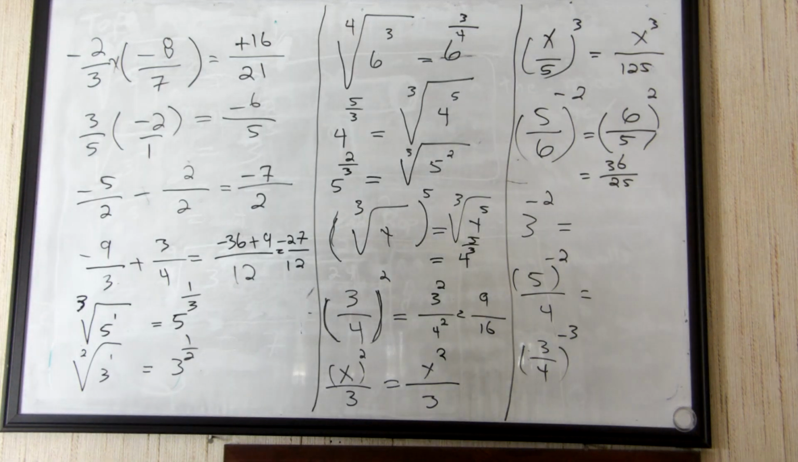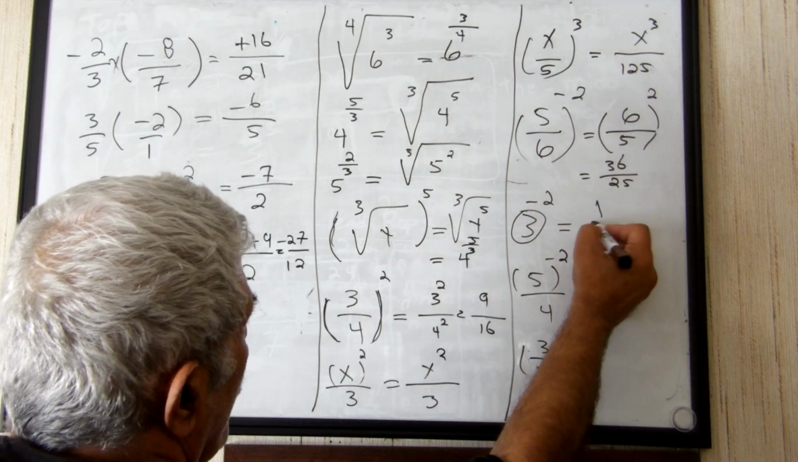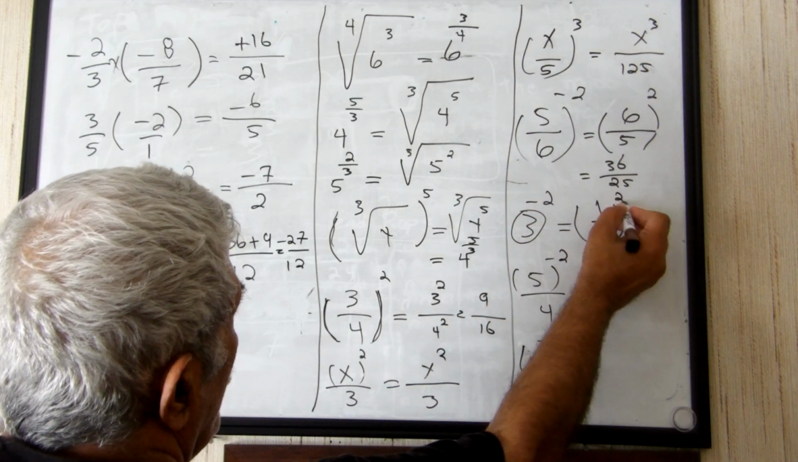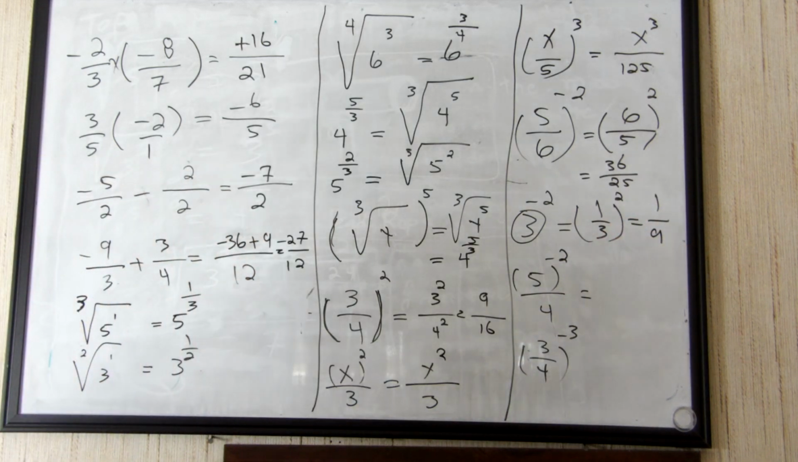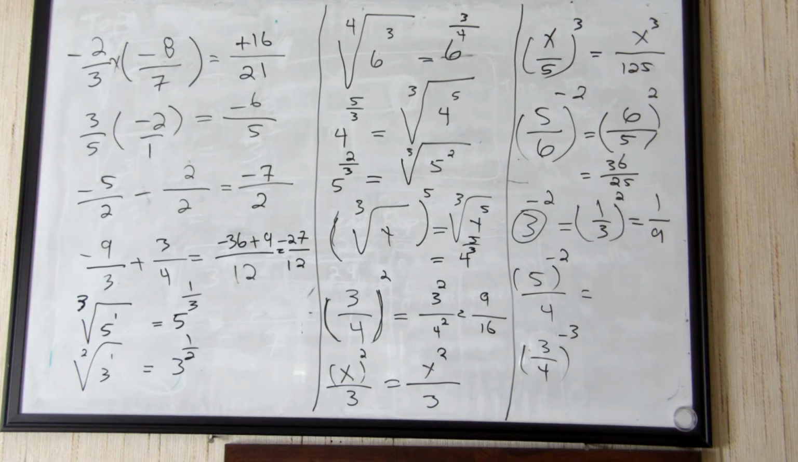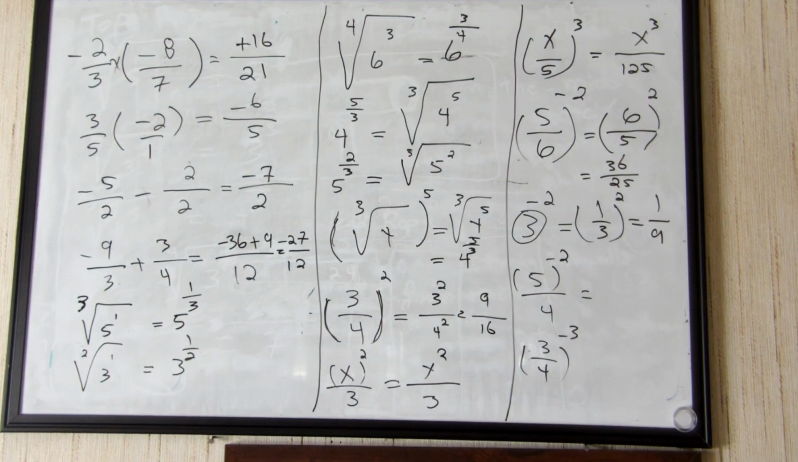And then how about this one? When we have this one, we just reverse it. It's going to be 1 over 3 to the power of 2. It's going to be 1 over 9. So 1 to the power of 2 is going to be 1, 3 to the power of 2 is going to be 9. Okay.